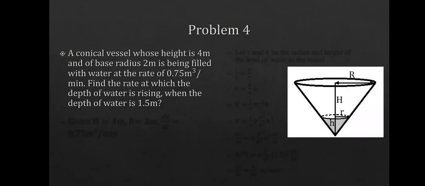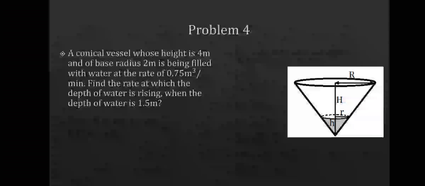So now two things we need to understand, that is capital R and capital H, these two are constant. Why constant? Because the vessel is not increasing or decreasing, the vessel is remaining the same. So capital R, capital H, they are not changing with time, they are constants. But what is changing with time is the small r and small h. Fine. So now let us understand what are the things given.